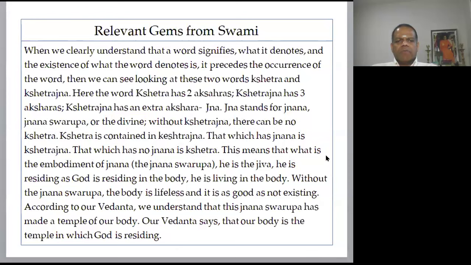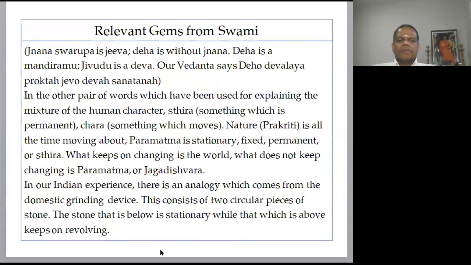This means that what is the embodiment of Jnana, the Jnana Swarupa? He is the Jiva. He is residing as God is residing in the body. He is living in the body. Without the Jnana Swarupa, the body is lifeless and it is as good as not existing. According to our Vedanta, we understand that this Jnana Swarupa has made a temple of our body. Our Vedanta says that our body is the temple in which God is residing.